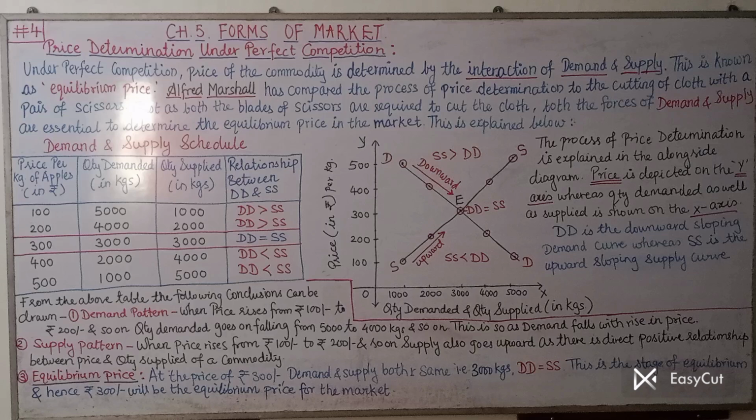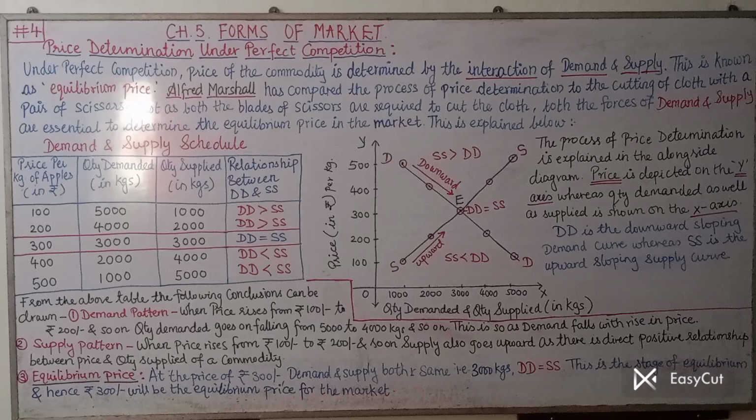Whereas on the x-axis we are showing quantity demanded and quantity supplied: 1000, 2000, 3000, 4000, 5000, of course in kilograms. Then we have plotted the points. Simple, I have shown the plotted points so that you get it clearly. Then with the help of that we get a downward sloping demand curve and an upward sloping supply curve.